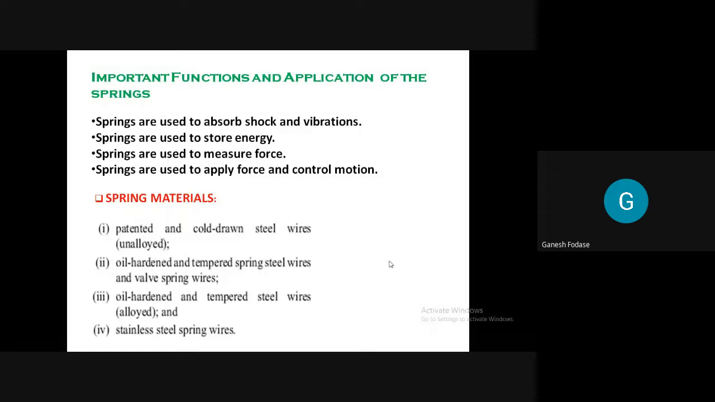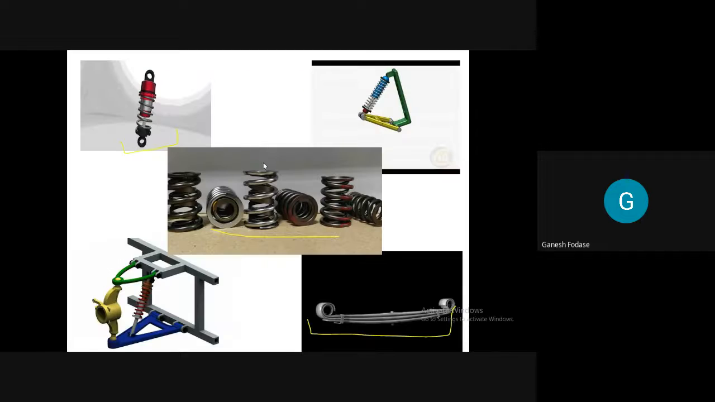Okay, spring materials. We'll talk about the spring material later on. So the important applications and functions I told you: springs are used to absorb shocks and vibrations, to store energy, to measure force, and to apply force and control motion. We just saw the last one in the cam and follower. Those are some widely used applications of springs.